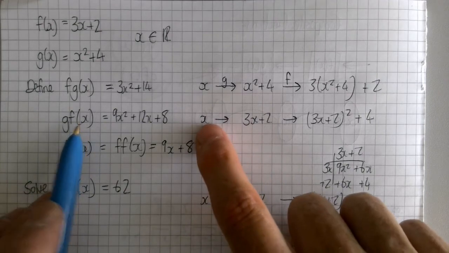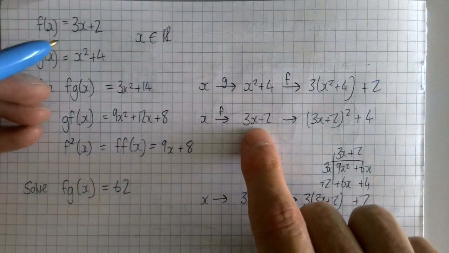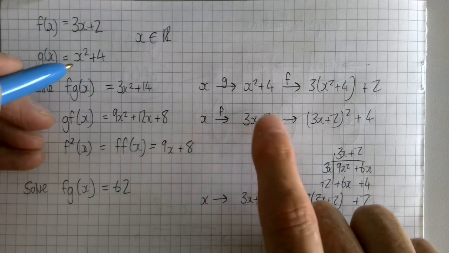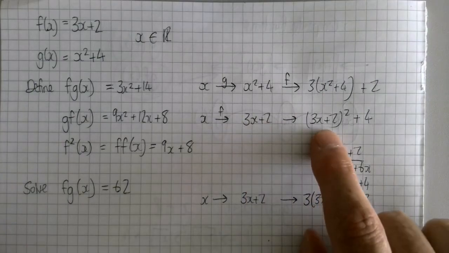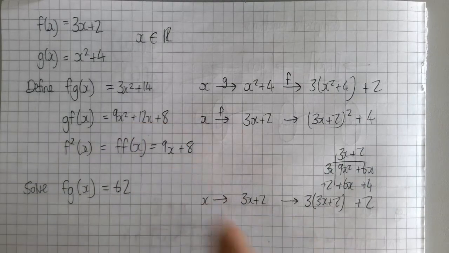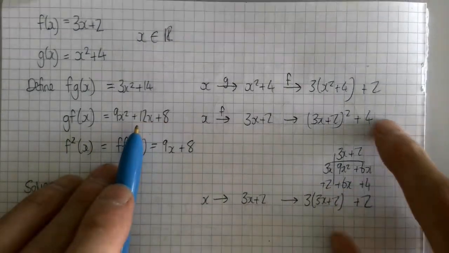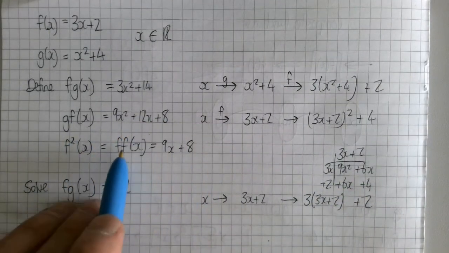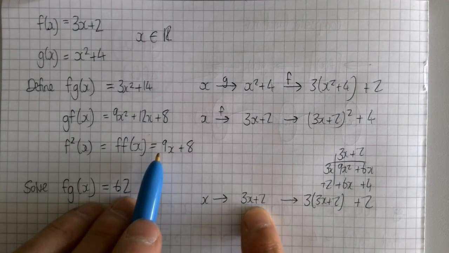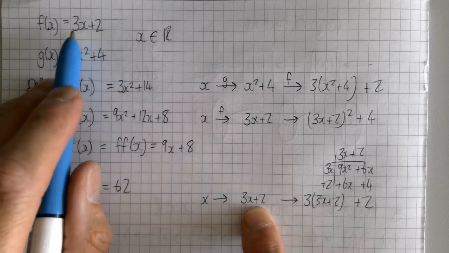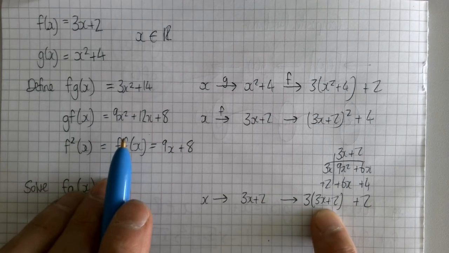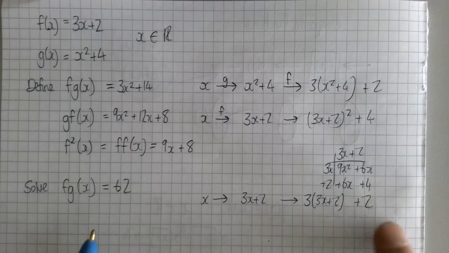gf of x, so x goes into f first, so out pops 3x plus 2, and then it's x squared plus 4. This is now this, so we do 3x plus 2 squared plus 4. I multiplied that out, I added 4, and I think that's what you get, 9x squared plus 12x plus 4 plus 4, yeah. And then f squared of x, ff of x, x goes into f, out pops 3x plus 2, and it then goes into f again, which is 3 lots of whatever you put in plus 2. So 3 lots of 3x plus 2, that gives you 9x plus 6, plus another 2.